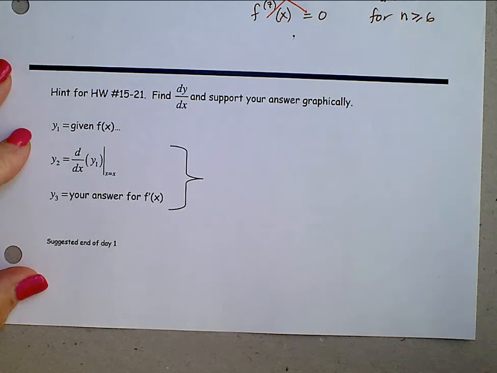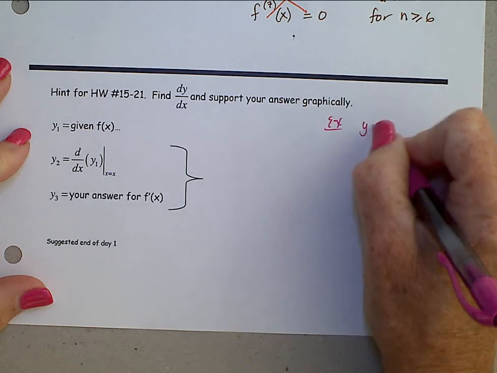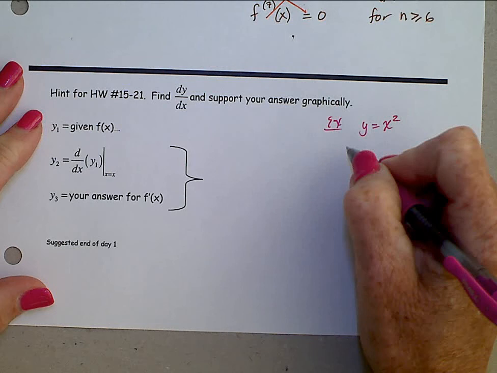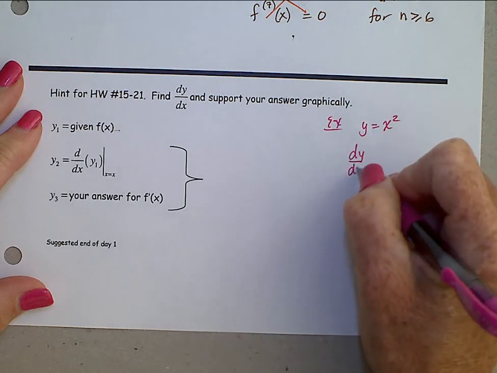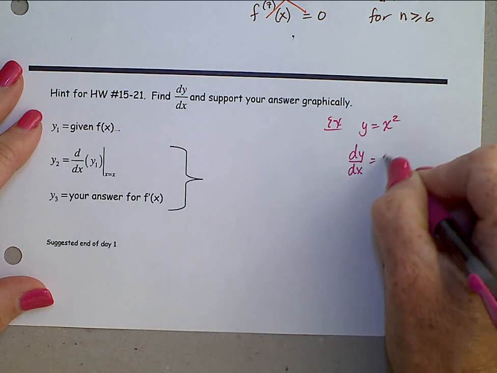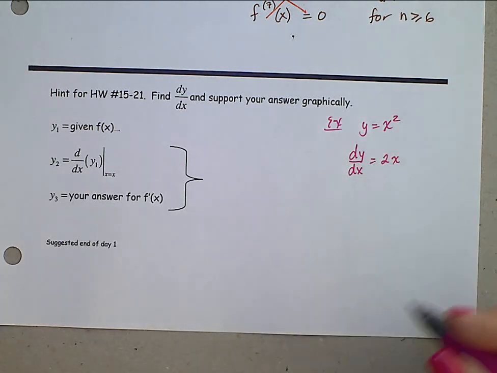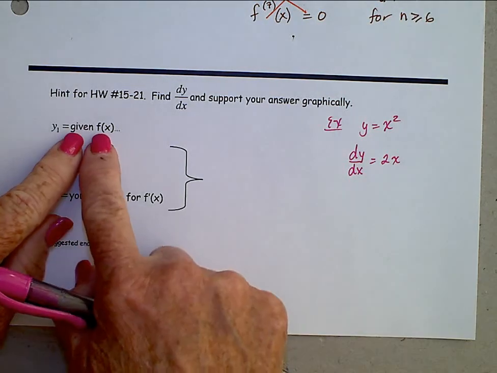So here's the example I want to take a look at. They give you y equals x squared. That's given. You find the derivative by yourself. dy/dx, using our power rule, that's 2x. Now, in y1, you're going to put the given function of f of x.